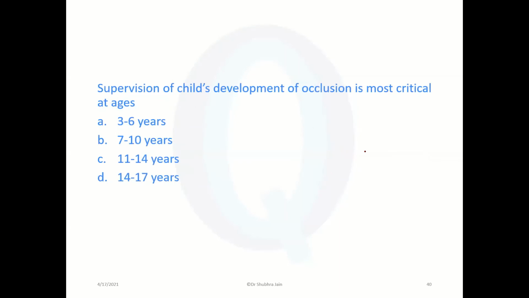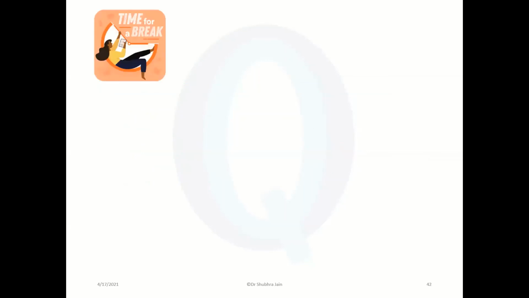Supervision of child's dentition is most critical in which age? Exactly, because this is the mixed dentition stage. A lot of teeth are going to take changes in place. So you need to assess the nutrition.